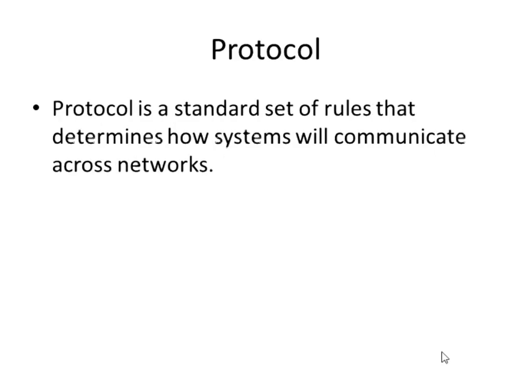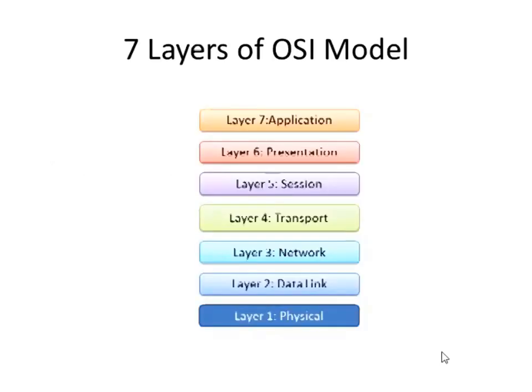Before we begin to get into the OSI model, let's first look at what a protocol is. A protocol is a standard set of rules that defines how systems will communicate across networks. The OSI model is the key to understanding the network. The OSI model has 7 layers.